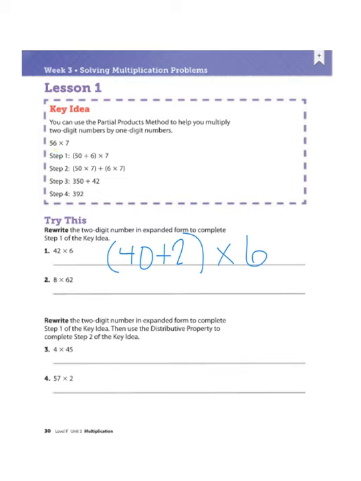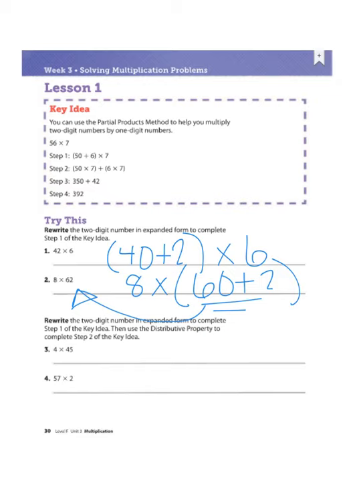For number 2, 8 times 62, I'm going to be breaking apart 62. That's my two-digit number. So this would be, I'm going to keep my 8 here on the outside, 8 times (60 plus 2). I'm getting this 60 plus 2 from 62.